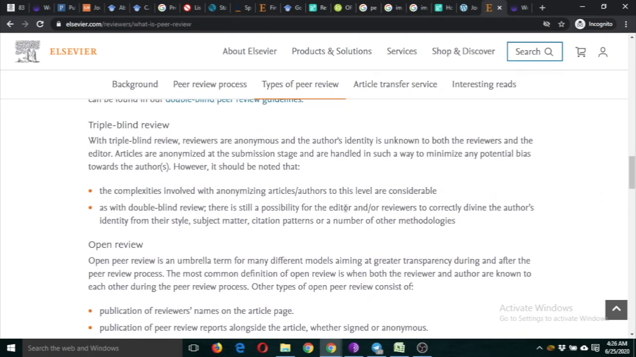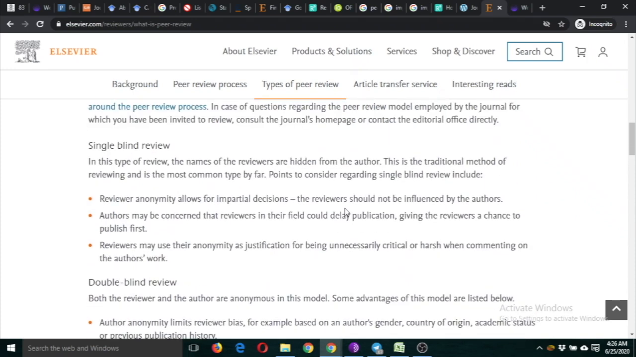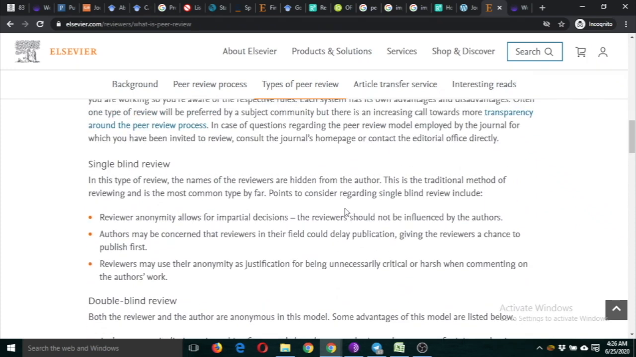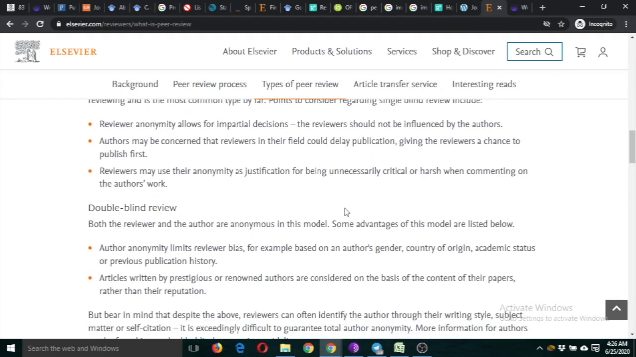There are different types of peer review process. The first one is single blind review. In this case, the details of the reviewers are hidden from the authors, so the reviewers are anonymous to the author, but the reviewers know the details of the author. It may lead to some bias.